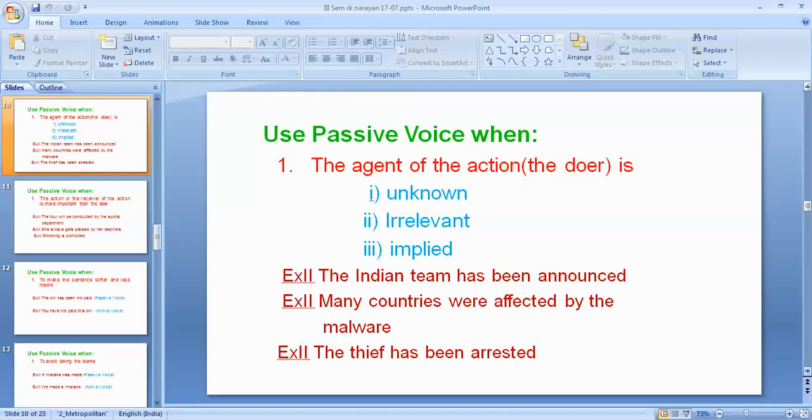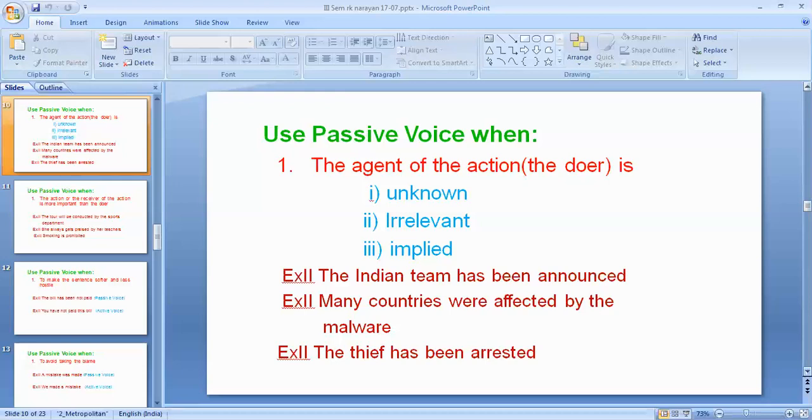For example, try to understand these three sentences. The Indian team has been announced. Actually, the verb in the sentence is announced. Who did this action? Who announced? Somebody, some board, some people. But the people who did the action are not important in the sentence. The important thing is what happened: the Indian team has been announced. So here the receiver of the action is important. Who made that announcement is irrelevant. So on that occasion we use passive voice.